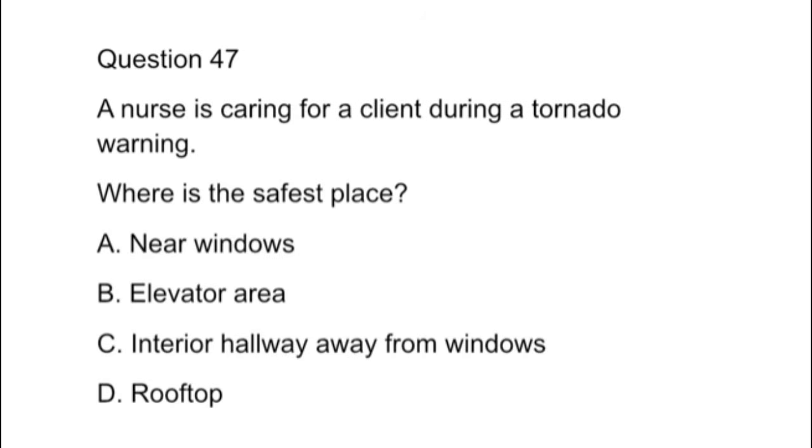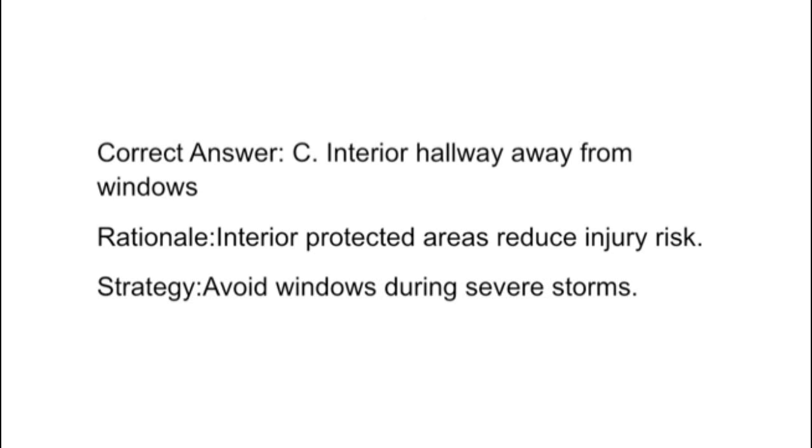Question 47. A nurse is caring for a client during a tornado warning. Where is the safest place? A. Near windows. B. Elevator area. C. Interior hallway away from windows. D. Rooftop. Correct answer, C. Interior hallway away from windows. Rationale: Interior protected areas reduce injury risk. Strategy: Avoid windows during severe storms.